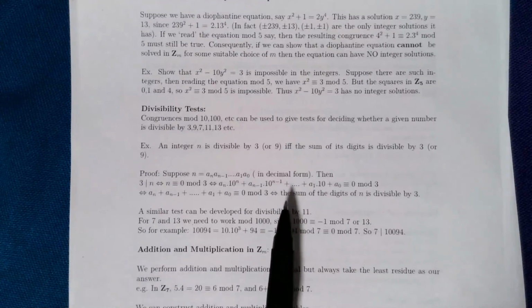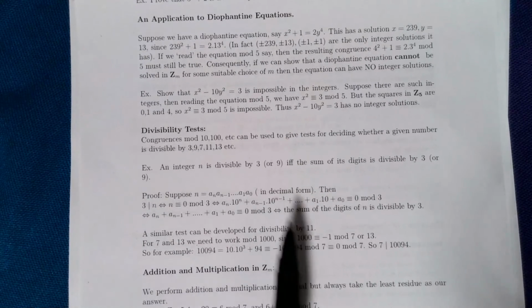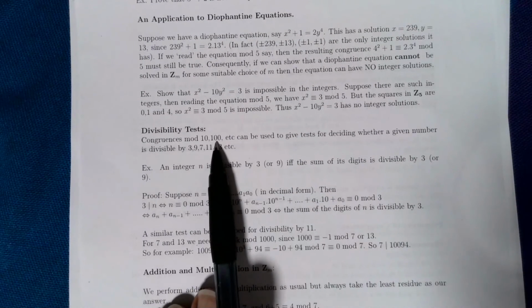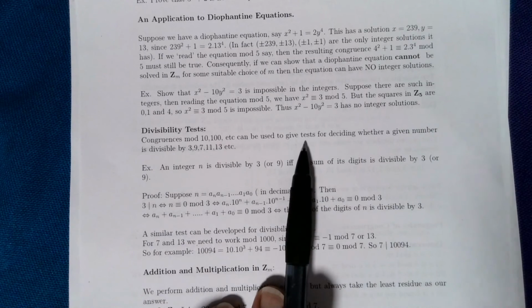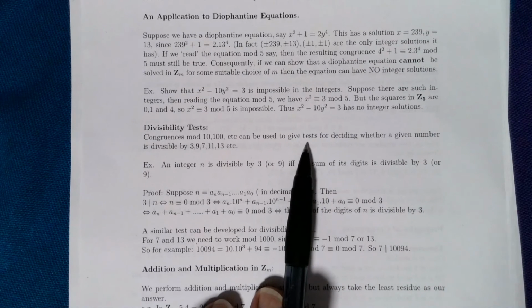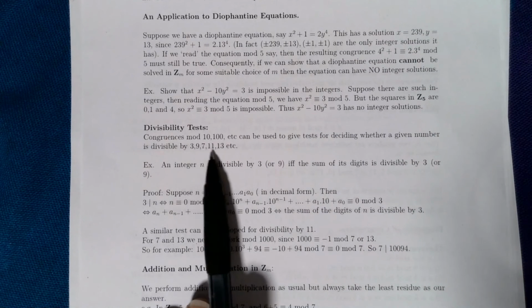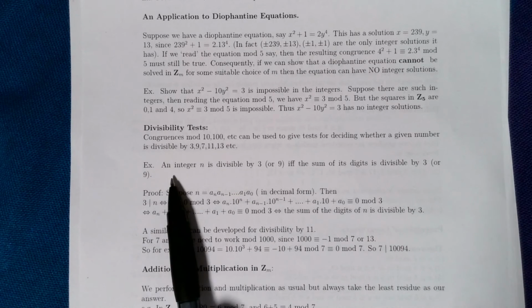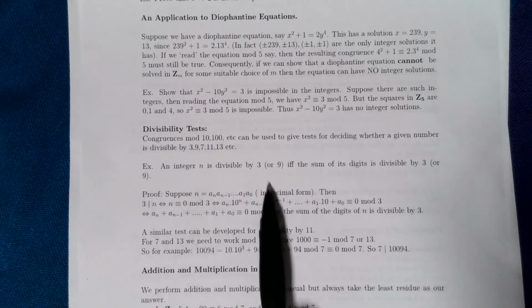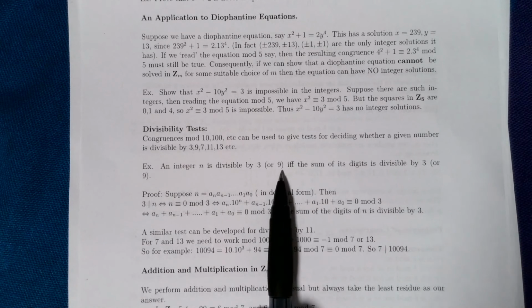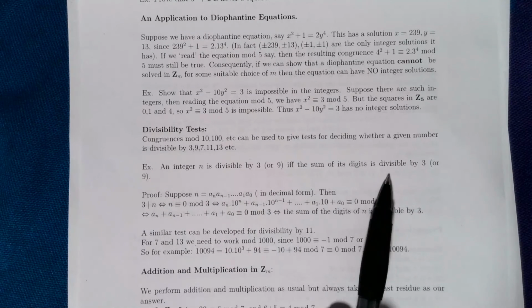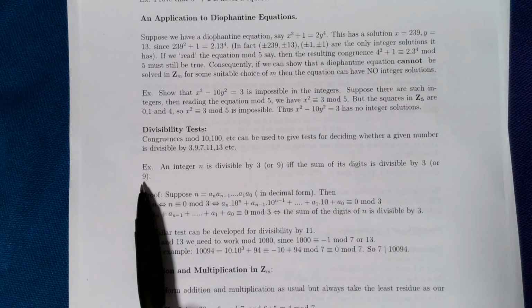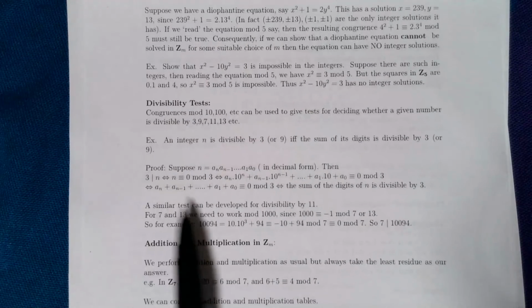We can also use this to develop divisibility tests. So congruences mod 10, 100, etc. can be used to give tests for deciding whether given numbers are divisible by 3, 9, 7, 11 and 13 and so on. You probably know this from primary school, that an integer n is divisible by 3 or 9 if and only if the sum of its digits is divisible by 3 or 9. And the proof of that's fairly simple.